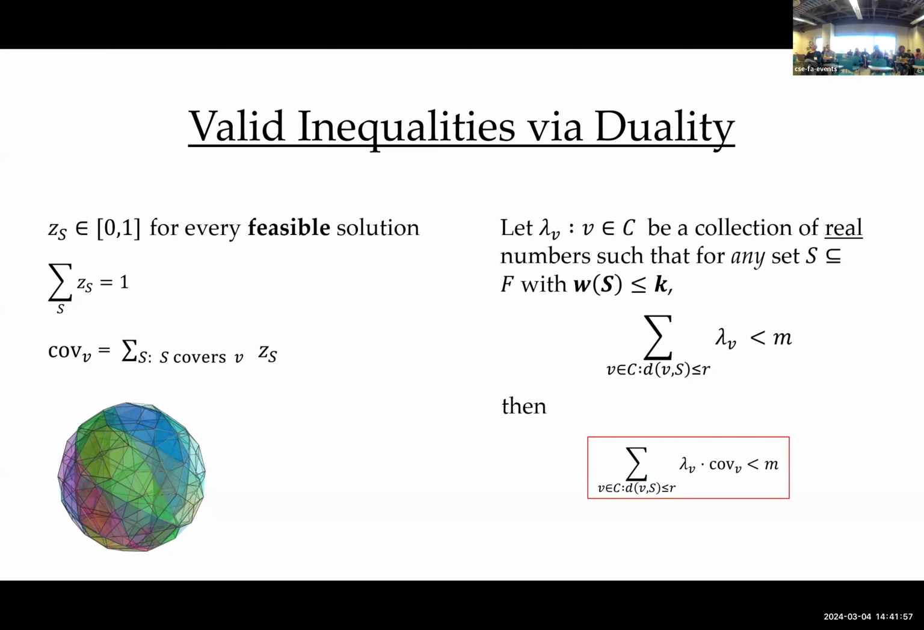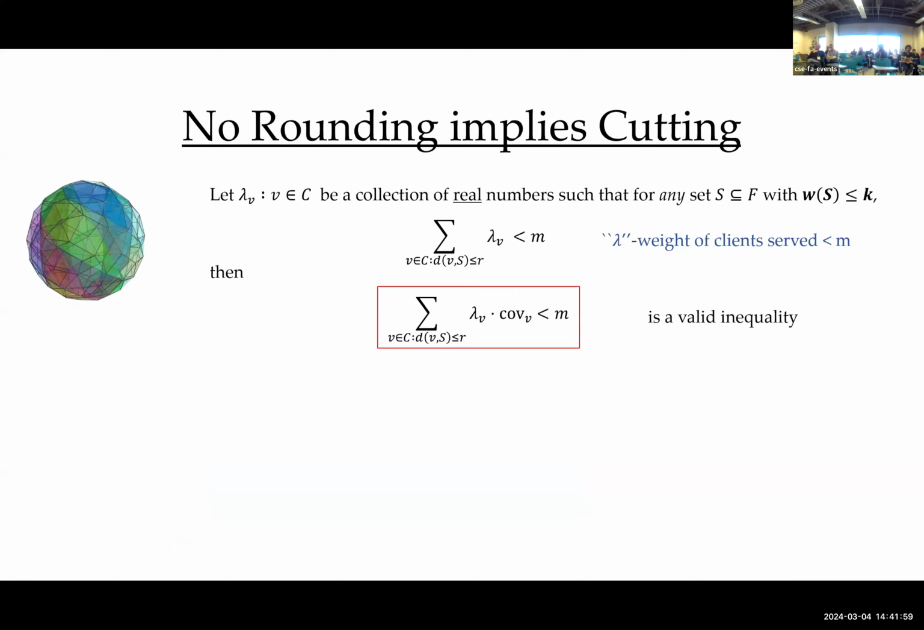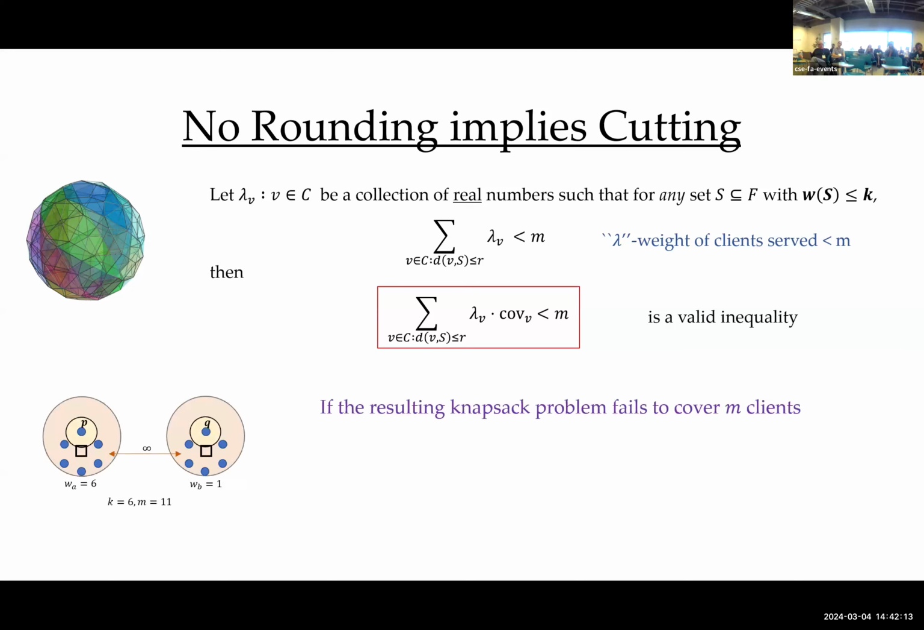So again, if I cannot round, then I want to find these lambda v's. And how will I find these lambda v's? Let me go back to the bad example. This was a bad example where I came up with a knapsack problem where I had 6 cup p plus 6 cup q at least 11 and 6 cup p plus cup q at most 6 or something, and there was no knapsack solution.